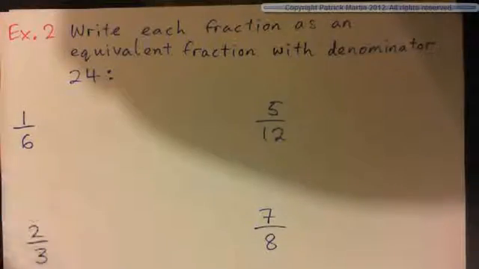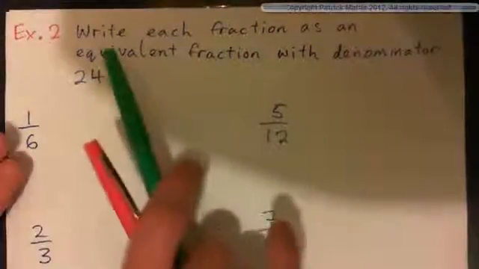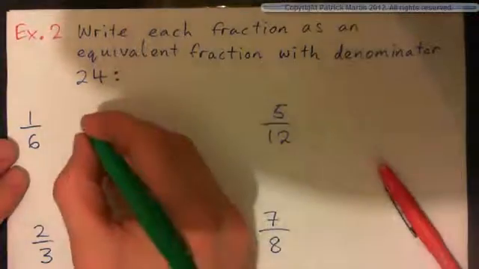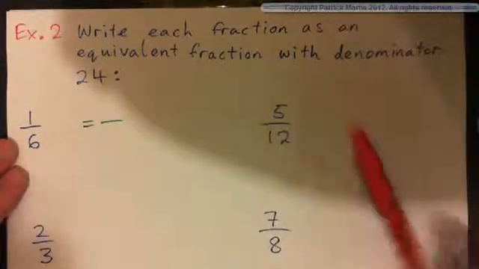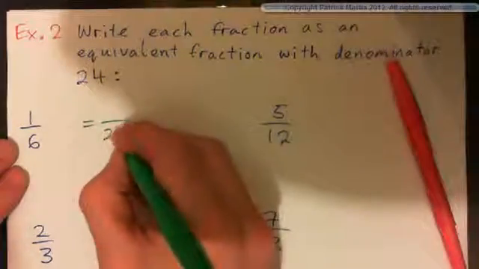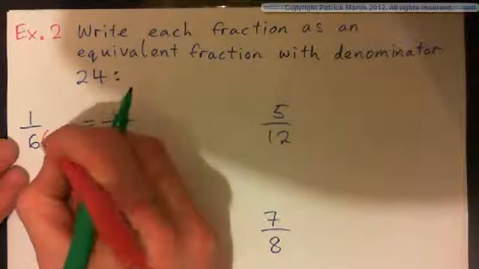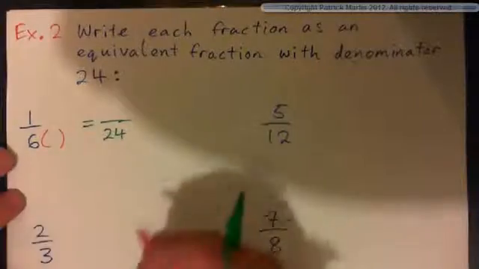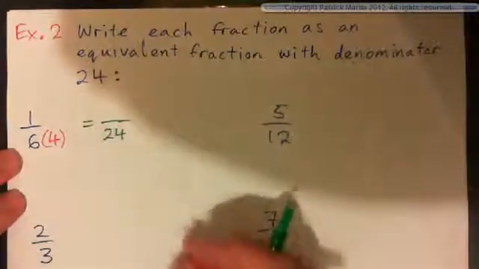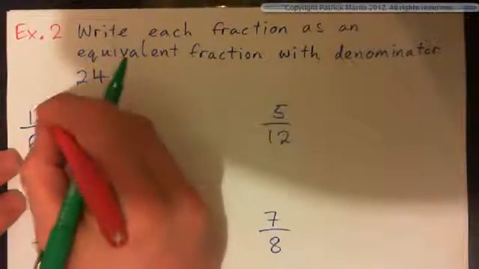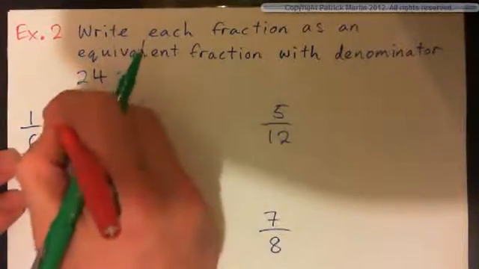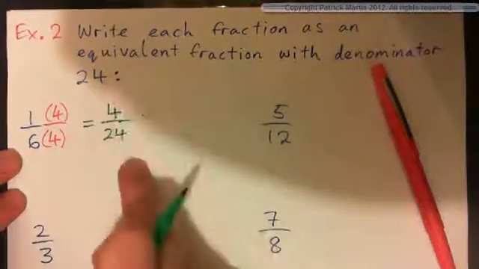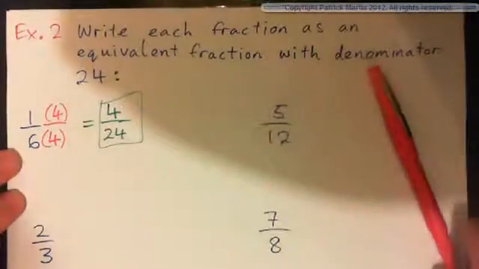So let's look at example 2. It says write each fraction as an equivalent fraction with denominator 24. Let's start with 1/6. I want to write that as a fraction with denominator 24. Now let me ask you this: 6 times what gives 24? 6 times 4, isn't it? And if I multiply the bottom by 4, I need to multiply the top by 4 as well. So 6 fours is 24, and 1 times 4 is 4. So 1/6 is the same thing as 4 over 24, so that's the answer, 4/24.